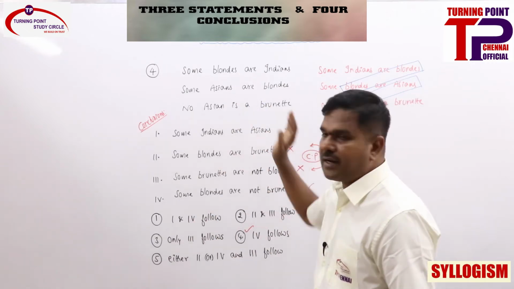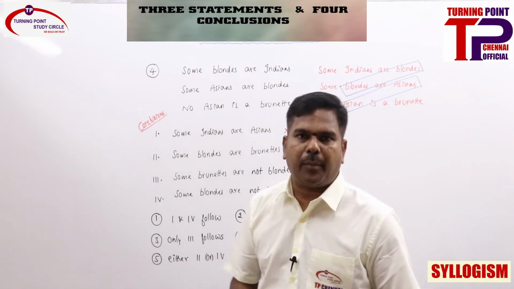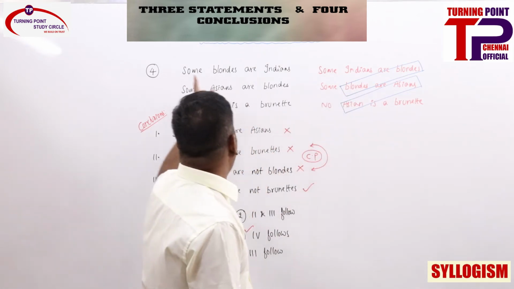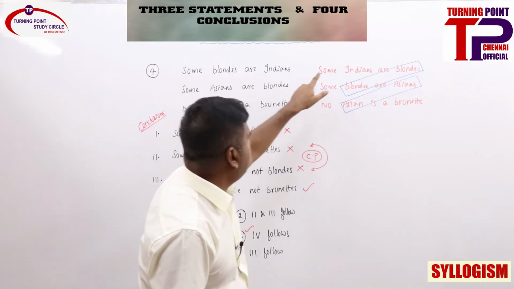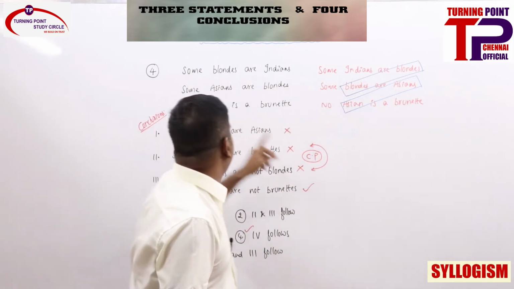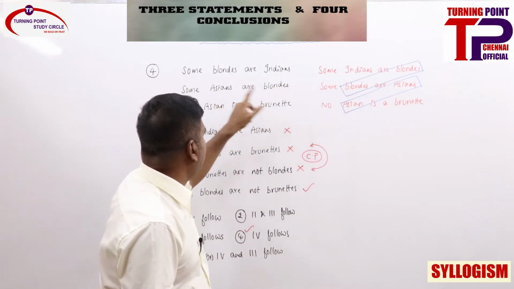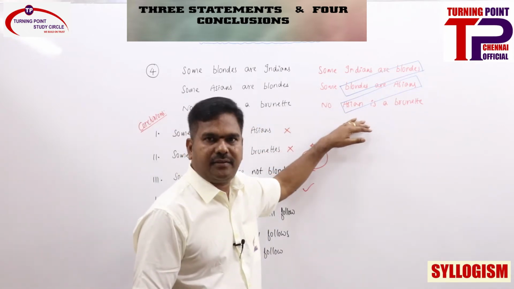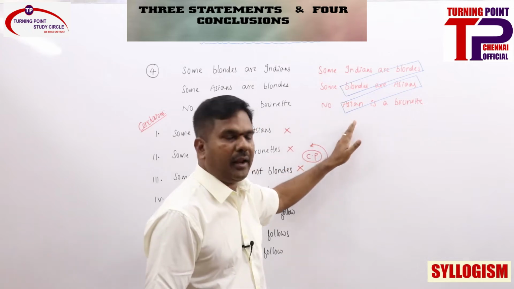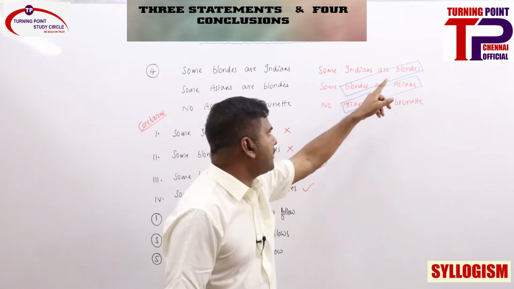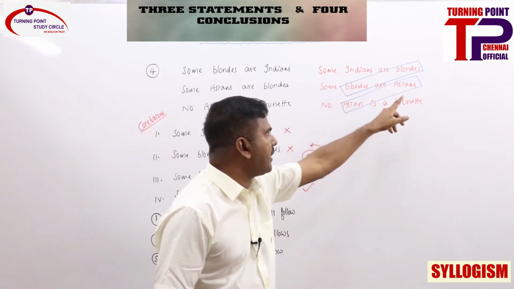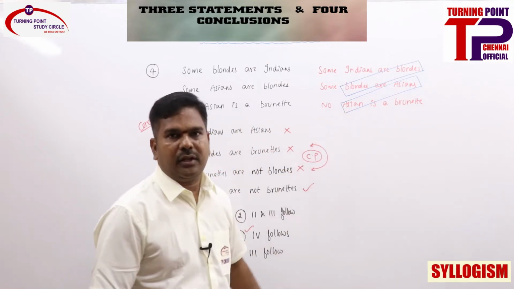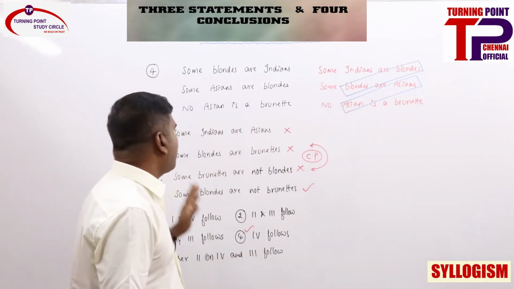So first, it has not been properly aligned. You need to make proper alignment. So how can you make proper alignment? Some blondes are Indians can be converted as some Indians are blondes. Some Asians are blondes can be converted as some blondes are Asians. And the last statement as it is. Now it has been properly aligned. Common term: predicate of the first statement, subject of the second statement; predicate of the second statement, subject of the third statement. Come to conclusions.